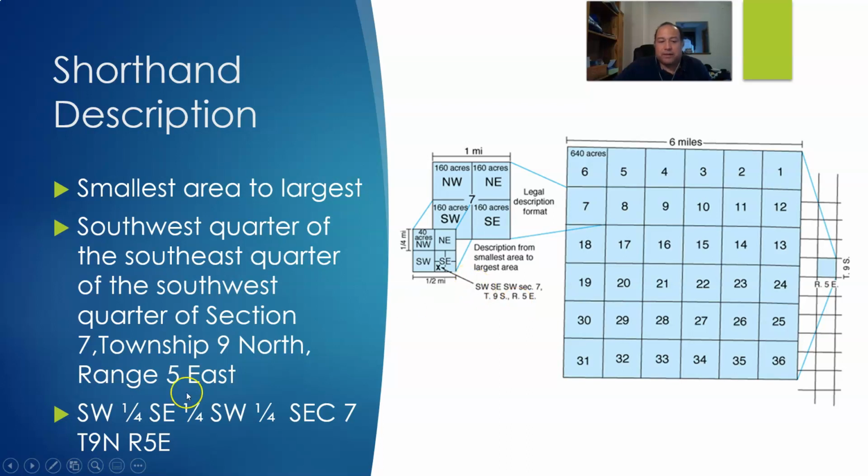But we can write that in a much quicker way. So here's an example of it here. Southwest, southeast, southwest, section 7, township 9, range 5 east. That's one way to write it. Another way to write it, southwestern quarter of the southeastern quarter of the southwestern quarter, section 7, township 9 south, range 5 east. We'll have those slides fixed by the time you're looking at them.